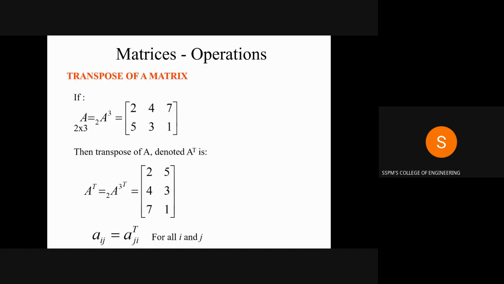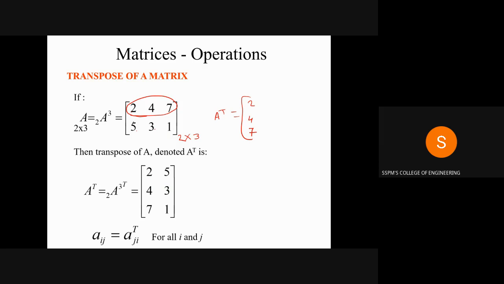Now transpose, these are important things. What is the transpose of a matrix? Suppose this is your matrix A: 2, 4, 7 and 5, 3, 1. What is the order of this matrix? The order of this matrix is 2 cross 3. How do you write the transpose of this matrix? You simply write the first row as a column. So write 2, 4, 7 as a column.